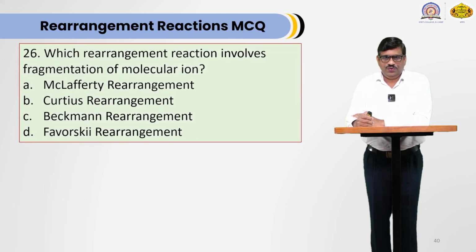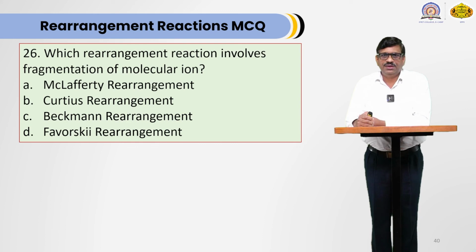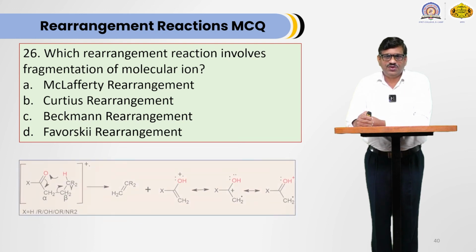Question number 26. Which rearrangement reaction involves fragmentation of the molecular ion? McLafferty rearrangement, Curtius rearrangement, Beckmann rearrangement and Favorskii rearrangement. In our rearrangement chapter, only one rearrangement has the fragmentation pattern, that is the McLafferty rearrangement. McLafferty rearrangement is associated with mass spectroscopy. When we are taking the mass spectrum of some compound, then McLafferty rearrangement is observed.